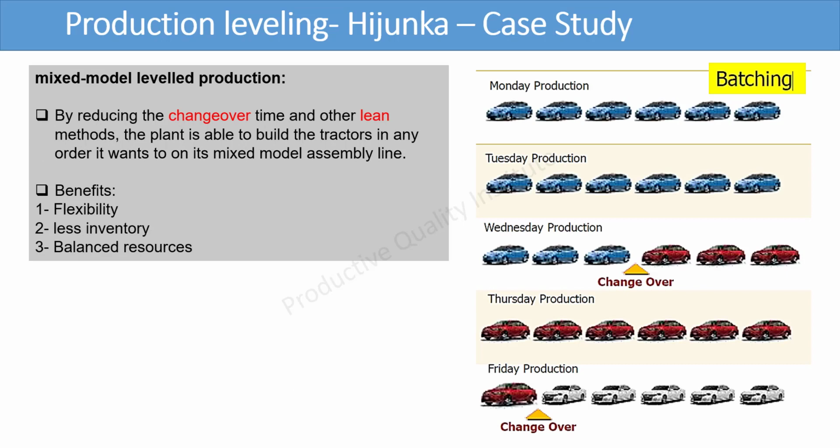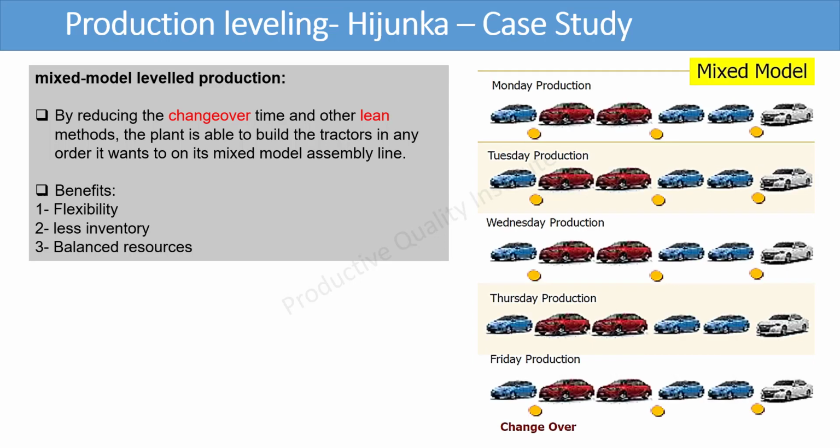Mixed model level production. By reducing the changeover time and other lean methods, the plant is able to build the tractors in any order it wants to on its mixed model assembly line. Benefits: 1. Flexibility. 2. Less inventory. 3. Balanced resources.